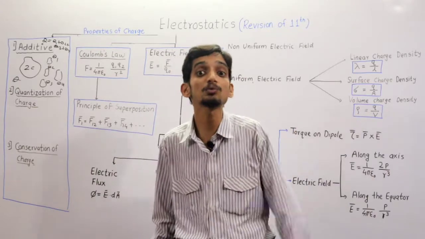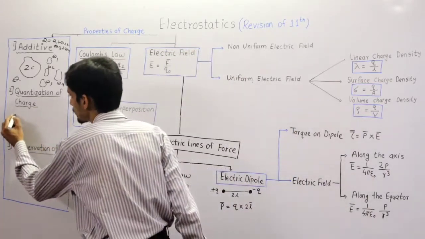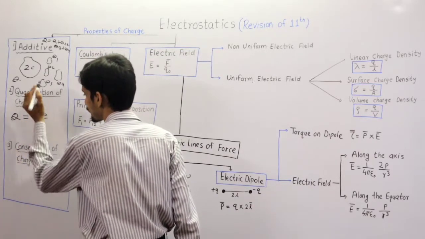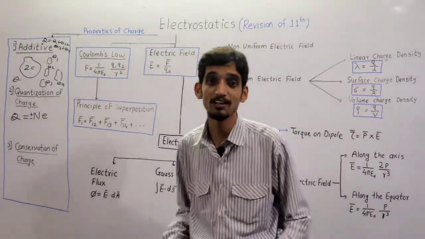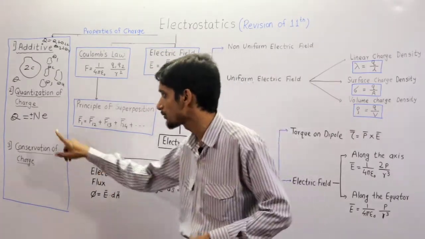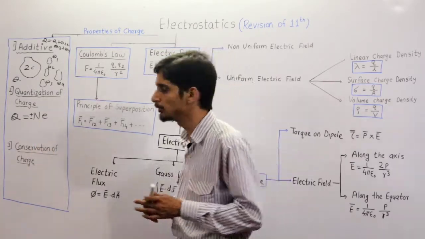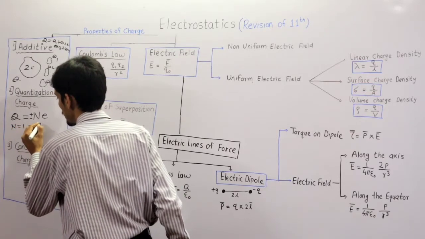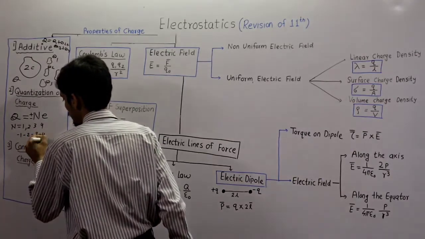So quantization of charge, what does it tell us? Suppose Q is the charge on a body. Then the charge on any body is an integer multiple of what? It is an integer multiple of the fundamental charge. I already told you what the fundamental charge is: the charge on the electron. That's why I have written here e, the fundamental charge, in integer multiples, where n can be 1, 2, 3, 4 or minus 1, minus 2, minus 3, minus 4.